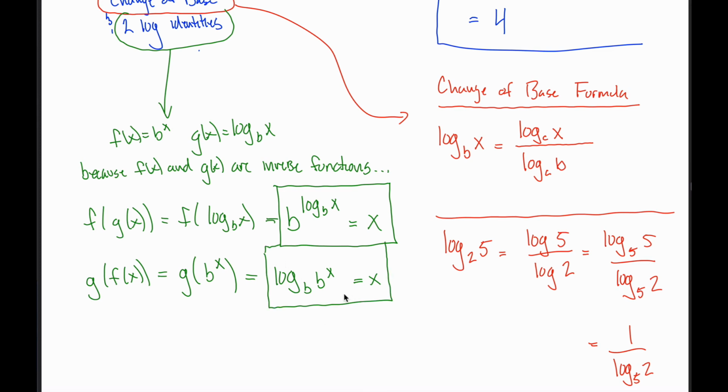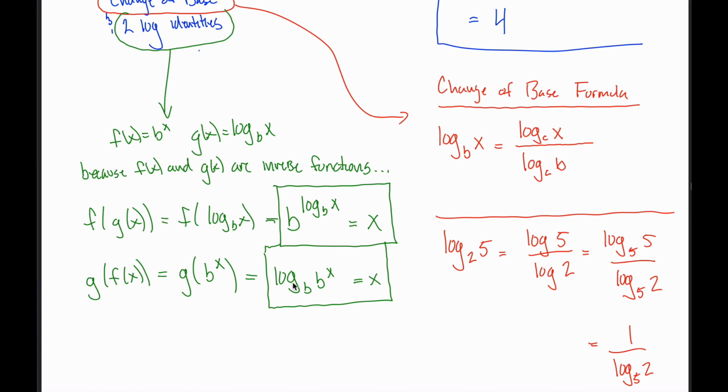If you're really clever, you might notice this is a fact that you already knew, right? You don't need this as a new identity. You could have just taken this x and brought it down in front of the log using your third log rule, and you'd have x times the log base b of b. But the log base b of b is always 1 because it's asking you what power do you got to raise this b up to make it equal to this b. That's just 1. x times 1 is just this x.